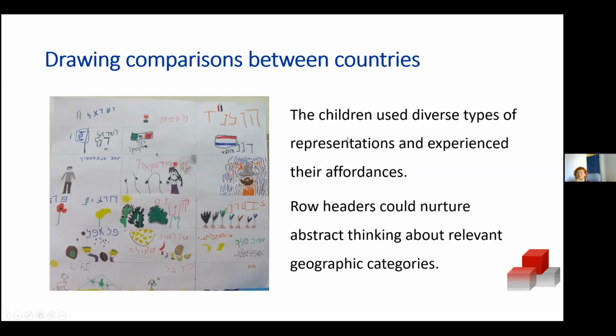And by looking at the rows, they realize what are the meaningful categories to describe countries. That's the fauna, the flora, the climate, the culture. So by looking at the rows, they have more abstract ideas about geographic categories.